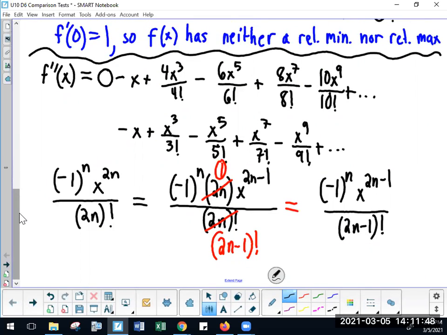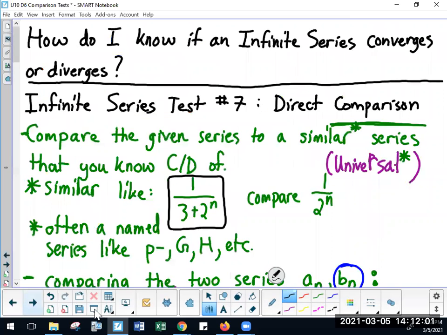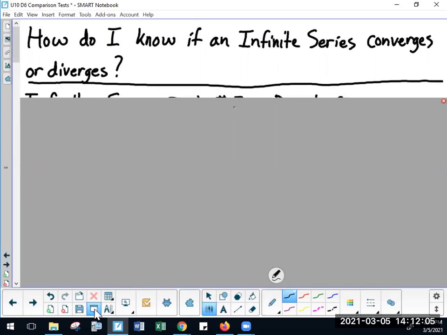So that would not work. The series would now have to start at 1, n equals 1, but that's not a big deal. Okay, pretty cool. So what are we doing? We're talking about determining if an infinite series converges or diverges.